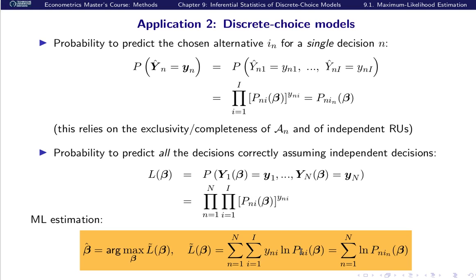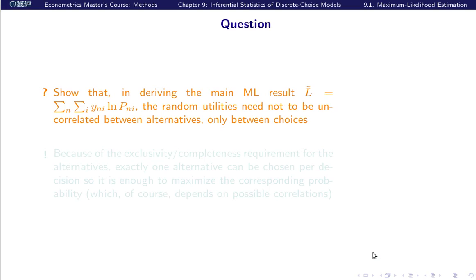And here we use also the other form, because we know that for each decision n, only one of these y_in equals 1, and all others are 0. That means this inner sum just vanishes, and instead of i we have just the decision taken at decision n, the taken alternative at decision n. And that is just the log likelihood function, which is being maximized when calibrating parameters.